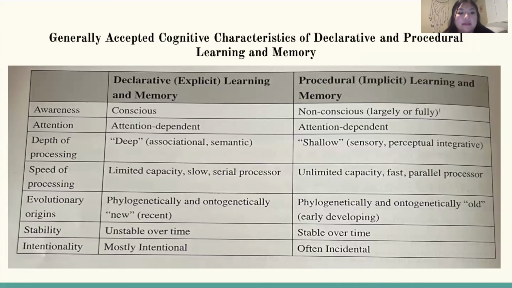You can also see stability. Declarative learning and memory is more unstable over time, whereas procedural learning and memory is more stable over time. And lastly, intentionality. Declarative learning and memory is mostly intentional, and procedural learning and memory is often incidental.